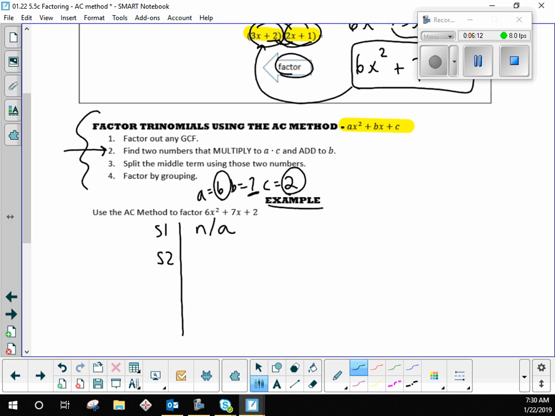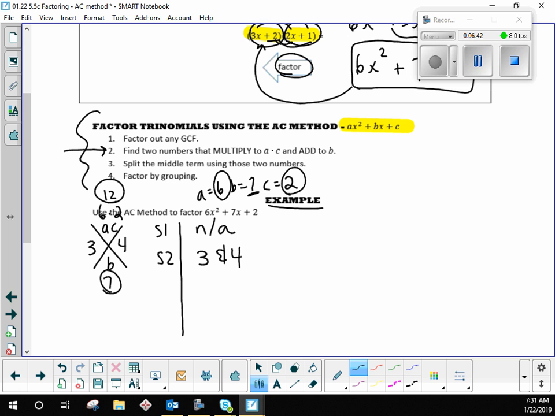And the way I generally set that up is I just do a cross out here somewhere. And here I'm going to put the a times c part, and the b part goes here. So my a times c is 6 times 2, which is 12. And I wanted to add to b, which is 7. So what two numbers multiply to 12 but add to 7, and that's 3 and 4. Okay, so step 2 is 3 and 4.